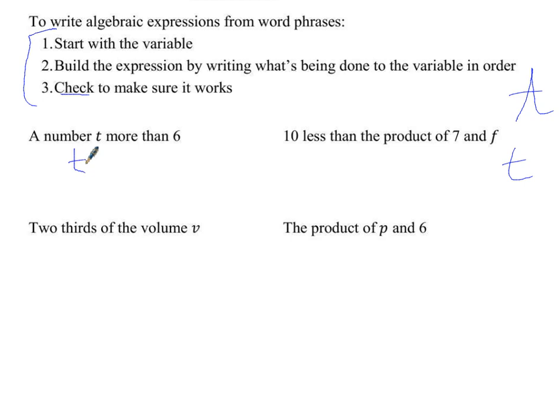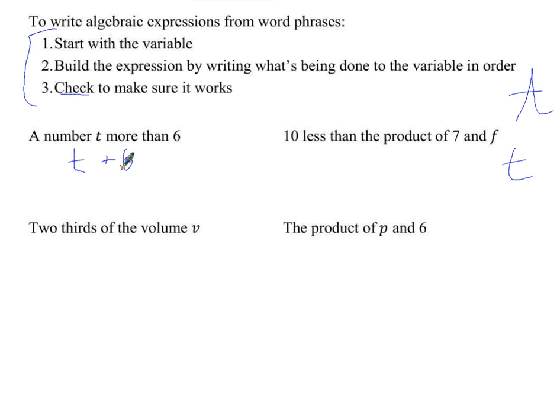So a number t, we have it written down. What are we doing to our number t? How do we know it's adding? Because it says more than, all right? That's one of those key words. So we see more than, we know it's going to be adding. And what are we adding? 6. Did we finish everything off? Yes, so we're done. Check it to make sure it works. We have t plus 6, a number t more than 6. Sounds right. Move on.